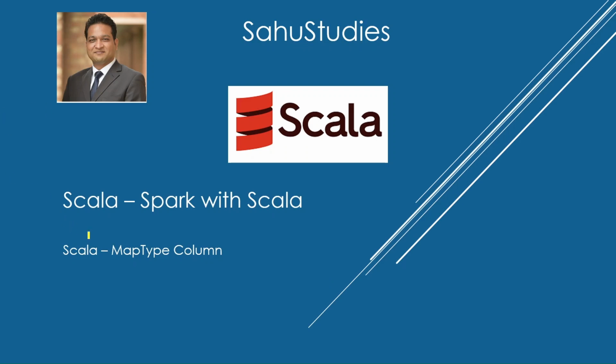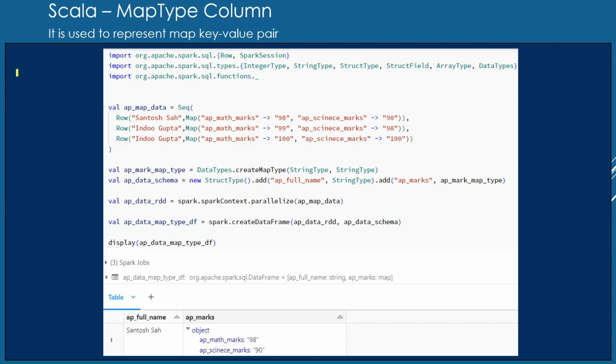In this video, we are going to see what is map type column in Scala. Map type column is used to represent map in key value pair. So we all know that how the data is organized in map. Data is organized in map in key and value pair. So we're going to see how we can create a map type column in Scala.